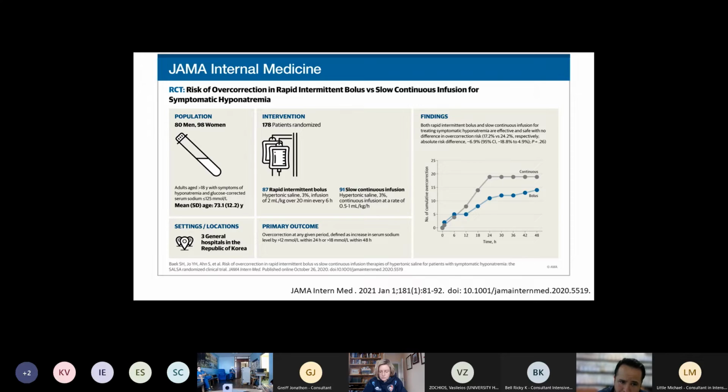There have been trials to see how they do. Either they give intermittent boluses or they give a slow continuous infusion. And we know that they are equally effective for this outcome, and they don't have a significant difference in overcorrection risk. Nonetheless, it happens. And as you can see here in this graph, for the patients that they investigated, which were nearly 180 patients, there were around 20 patients in each arm that got overcorrection. So I will tell you something on how to avoid this in a moment, okay?